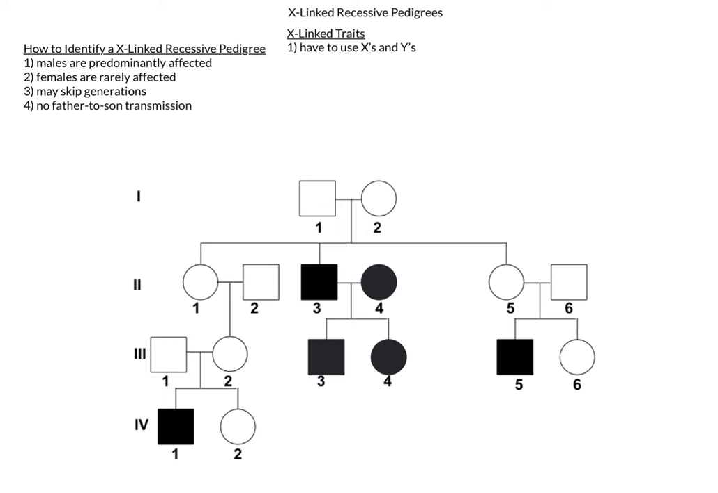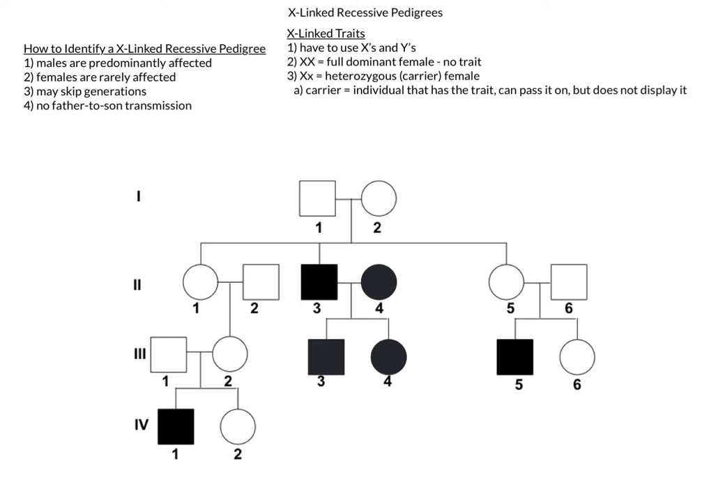The Y is really not important in solving the pedigree, it is just added to all the males as they should have one. With that in mind, we now have 5 possible combinations of letters. Big X big X would be a full dominant female, which does not have the trait. Big X little x would be a heterozygous female. We also call this a carrier. A carrier is an individual that has the trait, can pass it on, but does not express it. We can also have little x little x, which is a female with the trait.